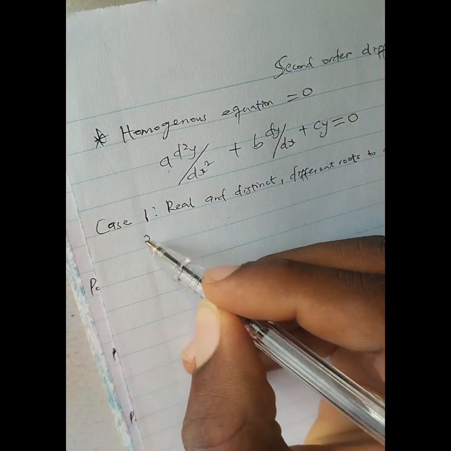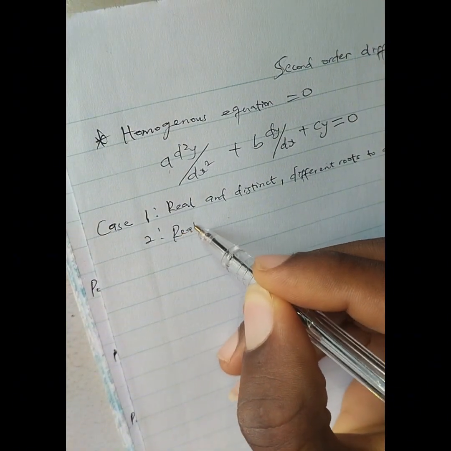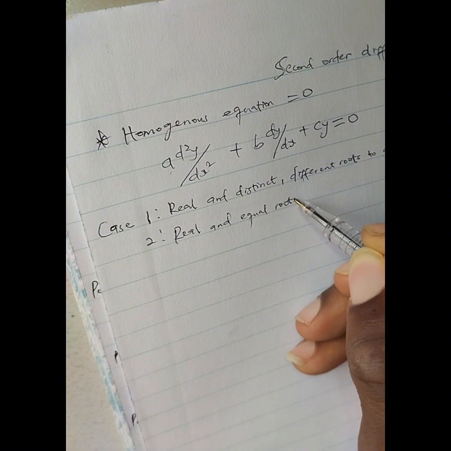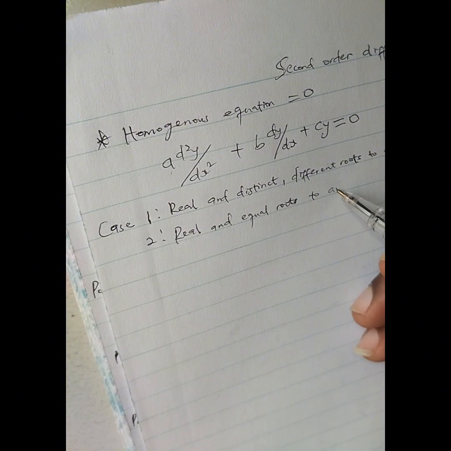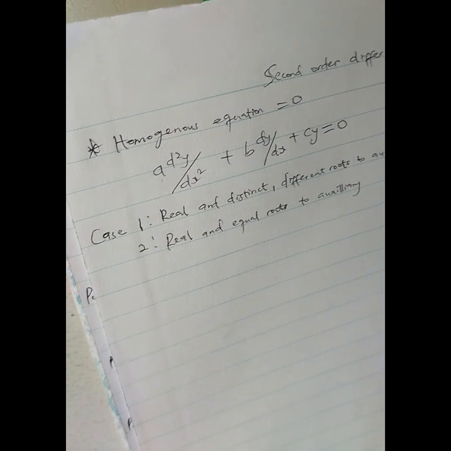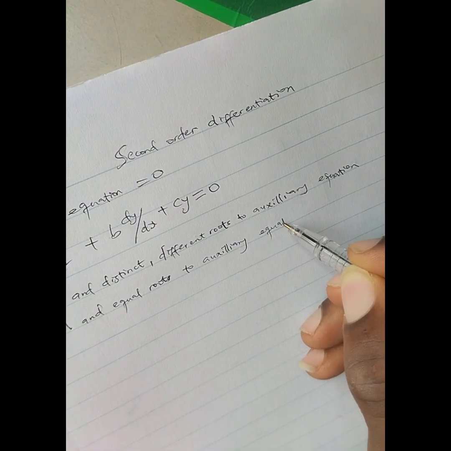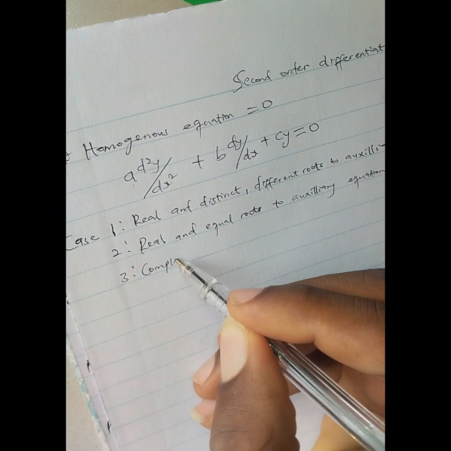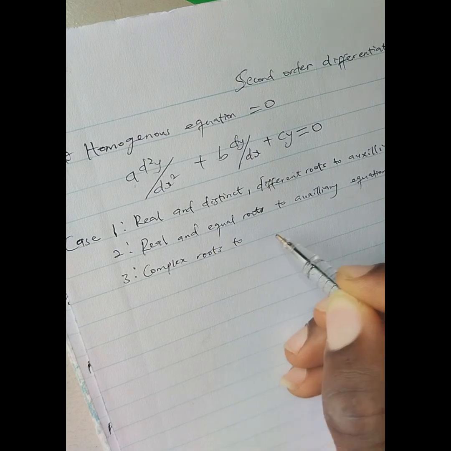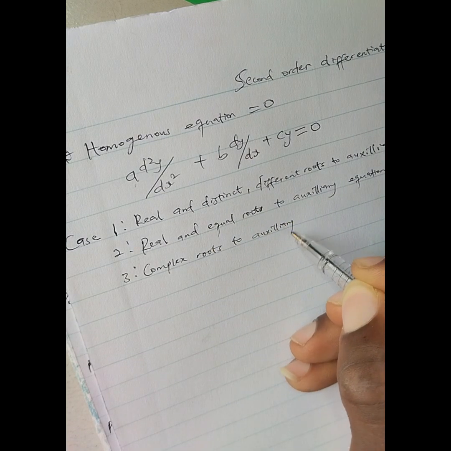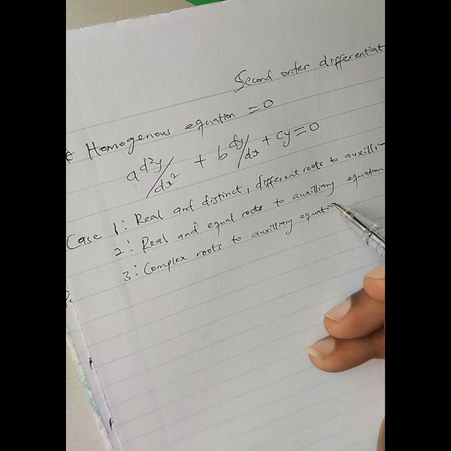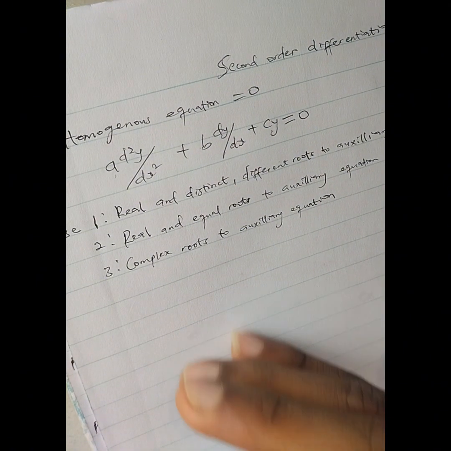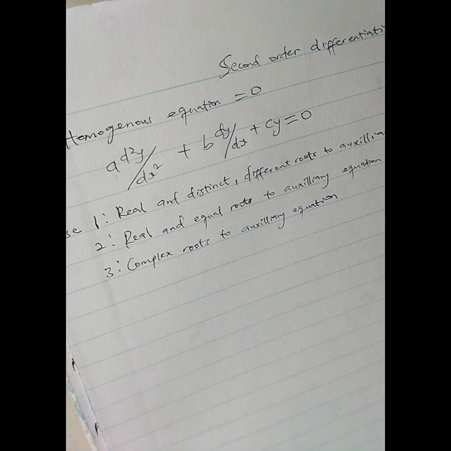So now, case 2, they are real and equal roots. They have real and equal roots. If they have real and equal root to the auxiliary equation. Now, case 3, they have complex roots to the auxiliary equation. These three cases, I'm going to solve them and show you how it can be applied.